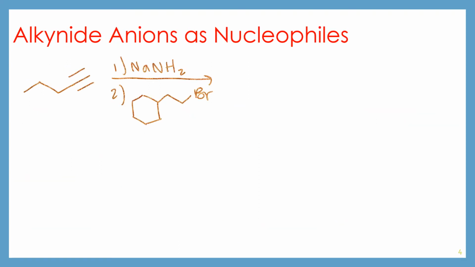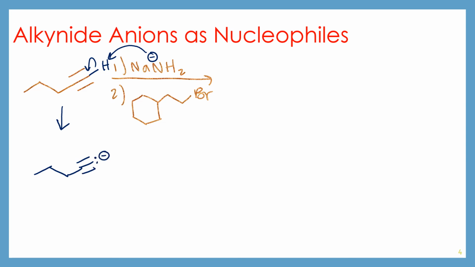But deprotonated alkynes or alkynide anions can be used as nucleophiles. So in this reaction, we're starting off with sodium amide. That's going to pull off the proton on the end of the alkyne. So the negative charge on the nitrogen picks that up, and after step 1, what you have is an alkynide anion.